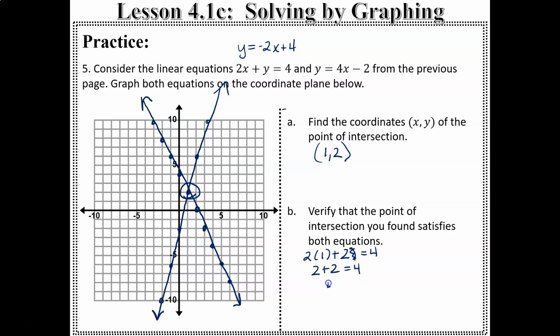So 2 plus 2 is 4. Now I'm going to plug it into this one. I'm going to plug in 2 for y, 1 for x. So 2 is equal to 4 minus 2. 2 is equal to 2. So it works. So we found the correct one. That's just a way to check yourself. You should know if you're right.